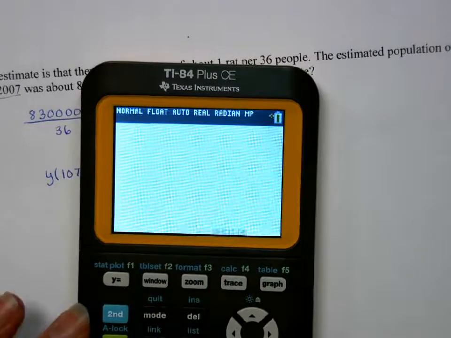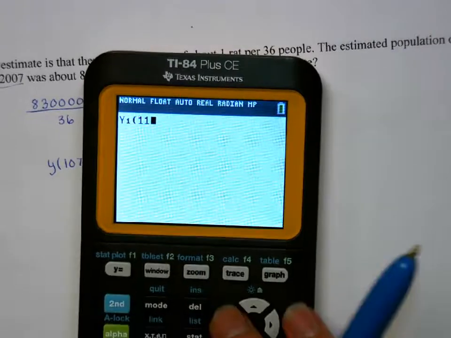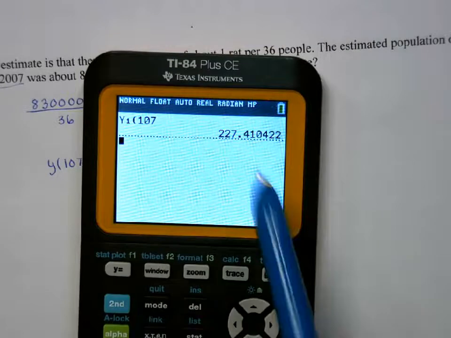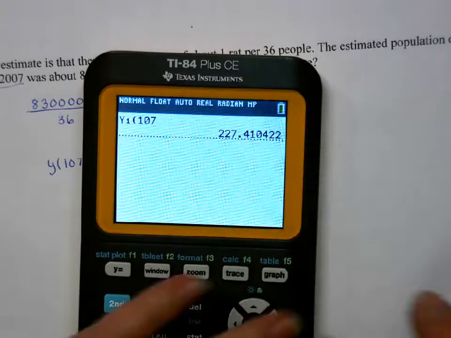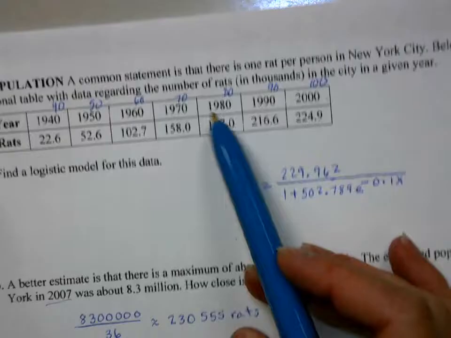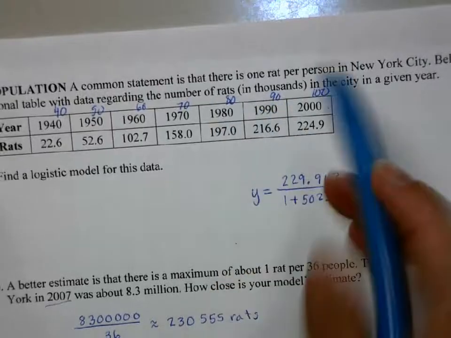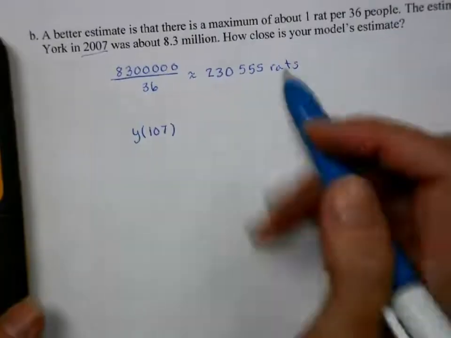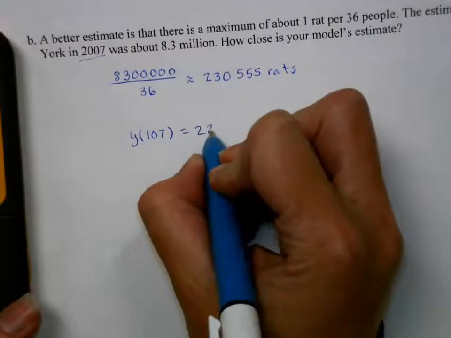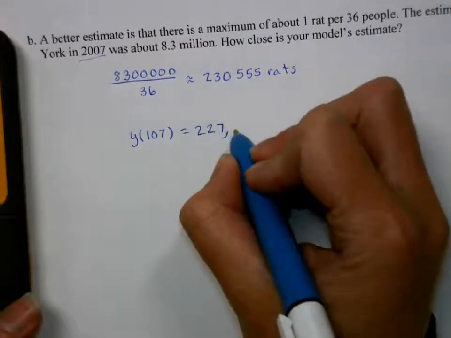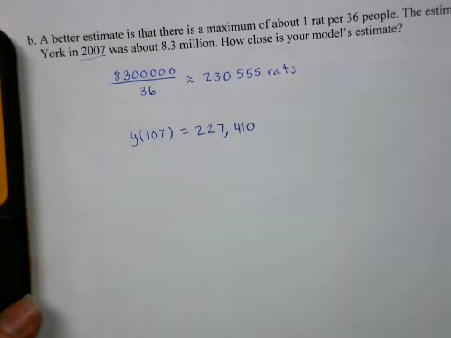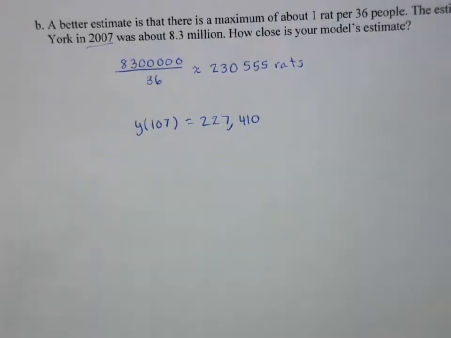Okay, so we get 223.7. But in the chart, that's in thousands. So this is really going to be 227,410, which is actually kind of close to the 1 to 36. So that is the calculator portion of your pre-calc test review for Unit 3.